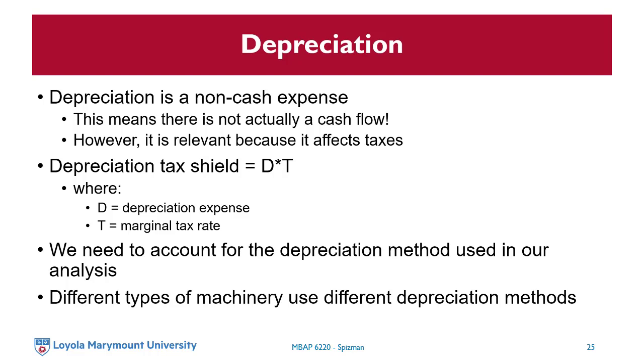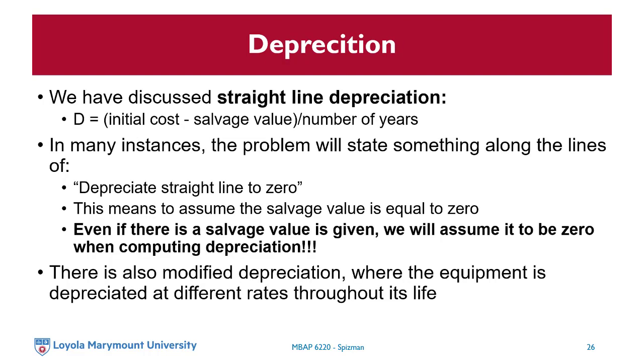We know that the depreciation method itself is going to be important, and I want to walk through that now. So what we've used to this point in building our pro formas is straight line depreciation, where we take the initial cost minus the salvage value divided by the number of years. And for us, we actually assume the salvage value to be 0. Many times the problem will explicitly state this: depreciate straight line to 0.